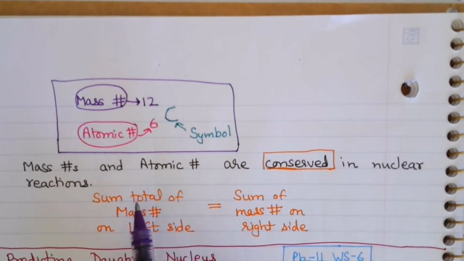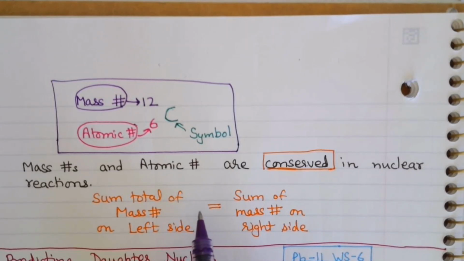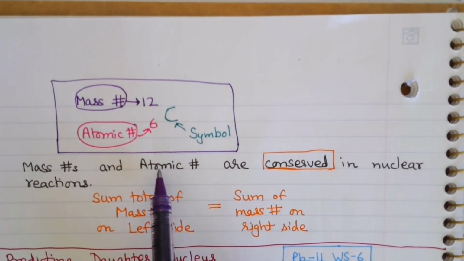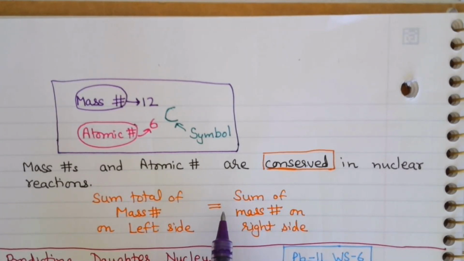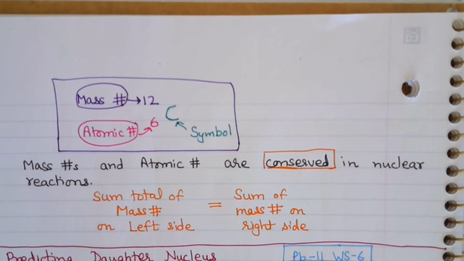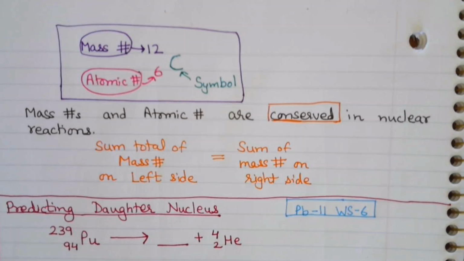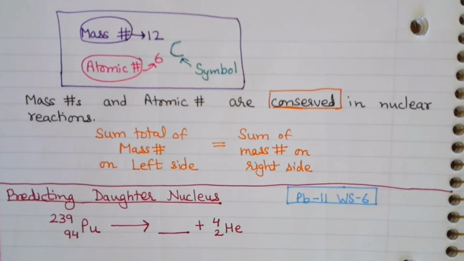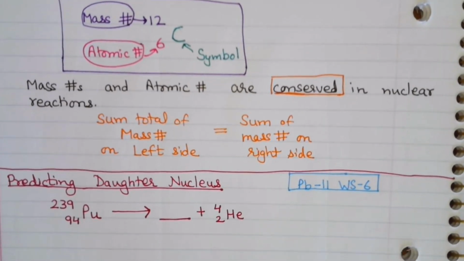That means the sum total of masses on the left hand side of the equation, where the equation is separated by an arrow, is equal to the sum of mass numbers on the right hand side of the equation. The same thing is true for the atomic numbers. So the atomic numbers on both sides of the equation should also match. Okay, let's do the first type of problem, in which you have to predict the daughter nucleus.